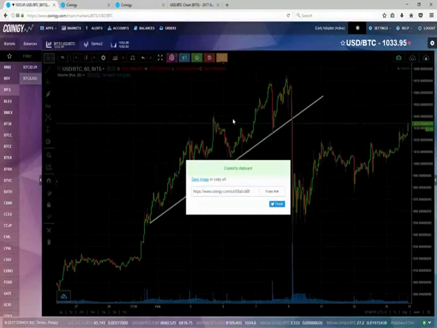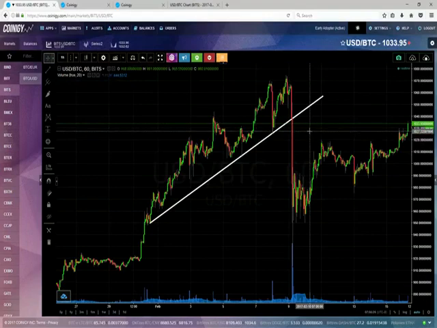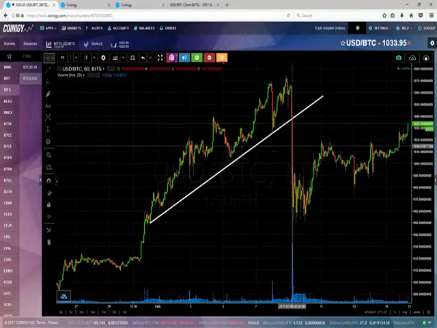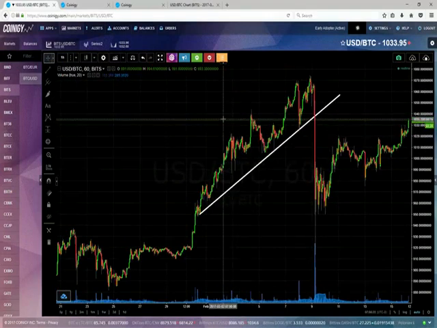So yeah, this is just some basics with Coinigy. I highly recommend you explore the various different tools and optimize it so that it's right for you. And we'll see you in the next section. Cheers.